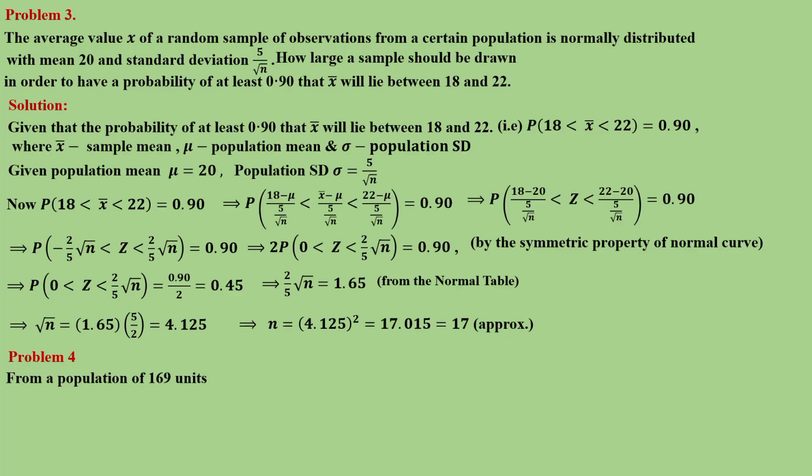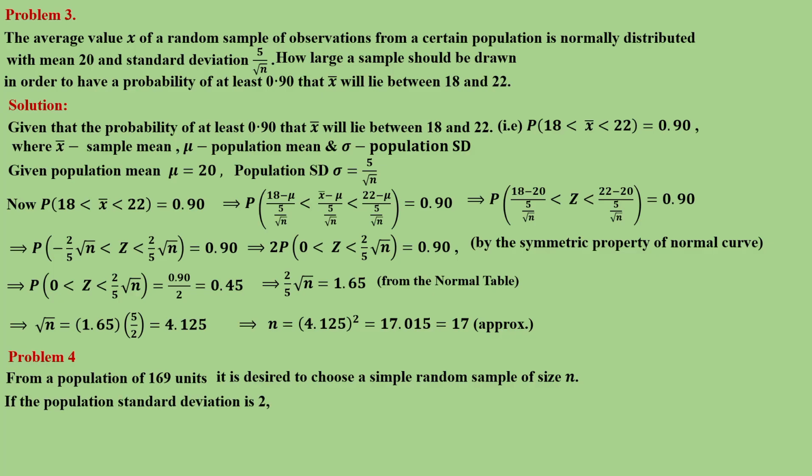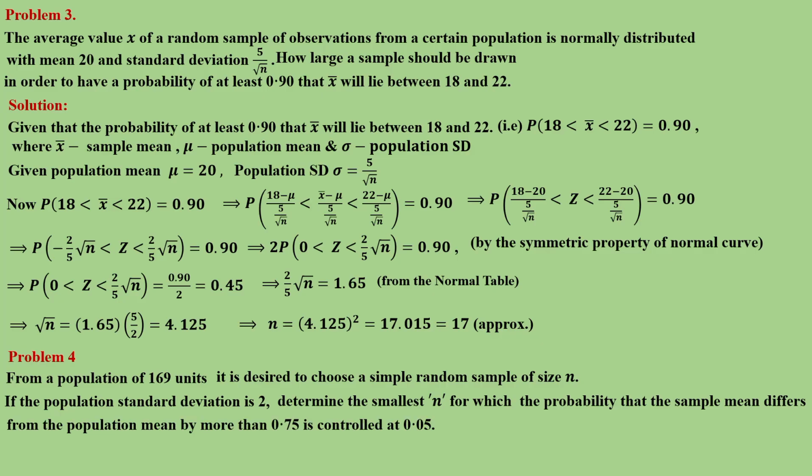Next problem. From a population of 169 units, it is desired to choose a simple random sample of size n. The population standard deviation sigma is equal to 2. Determine the smallest n for which the probability that the sample mean x bar differs from the population mean mu, that is, the modulus of x bar minus mu, by more than 0.95 is controlled at 0.05, that is 5%.